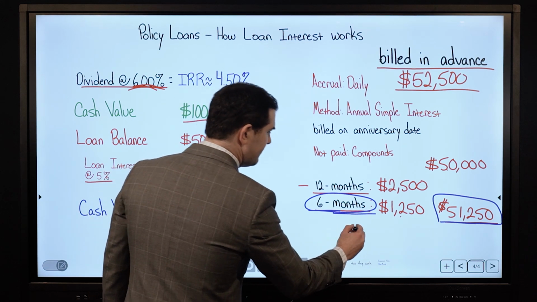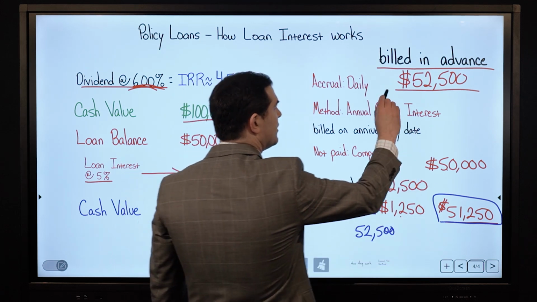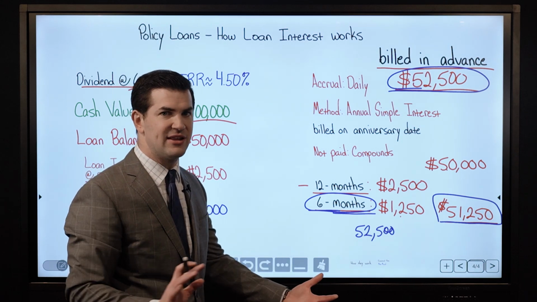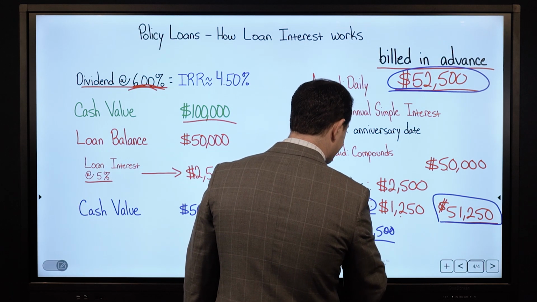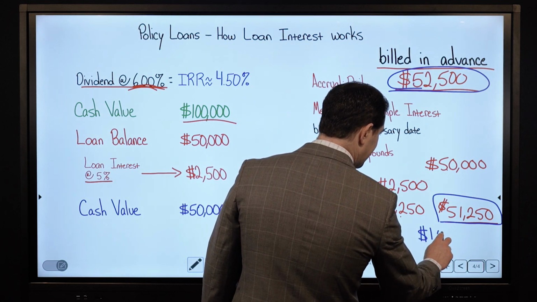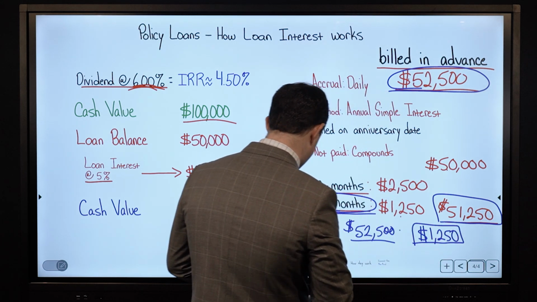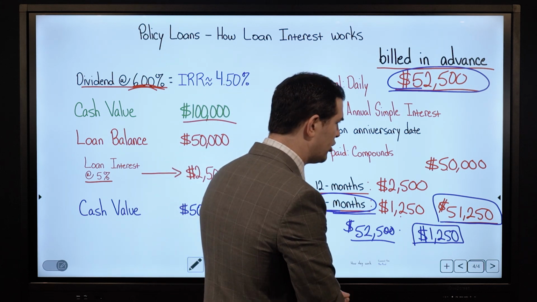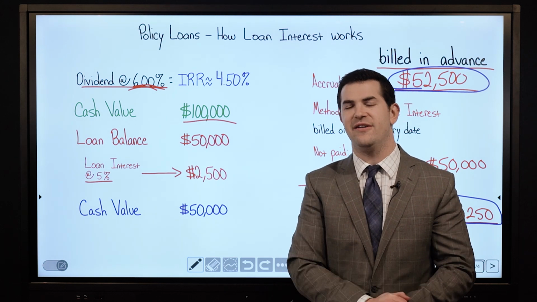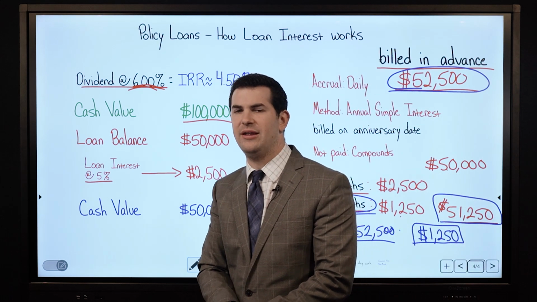So if I sent in $52,500 to pay off my loan because the company billed in advance, and that's what I saw in my online portal, I sent a check in for that amount, what would happen is they would actually give me a refund of the loan interest that was billed in advance, but it accounted for interest billed in advance all the way up until my policy anniversary date. And I'm paying it before my policy anniversary date. That's why they apply the refund. And again, that's if a company bills in advance.